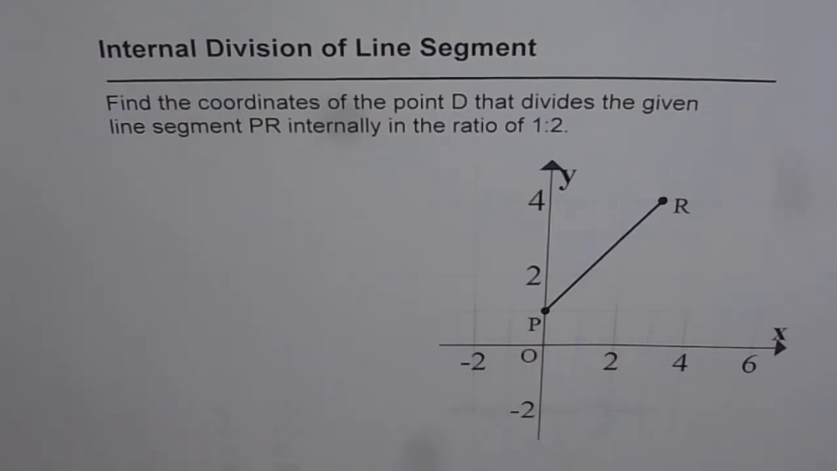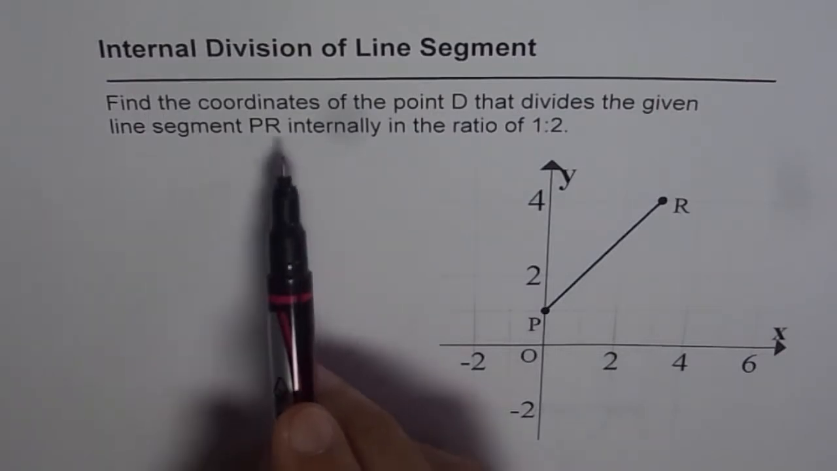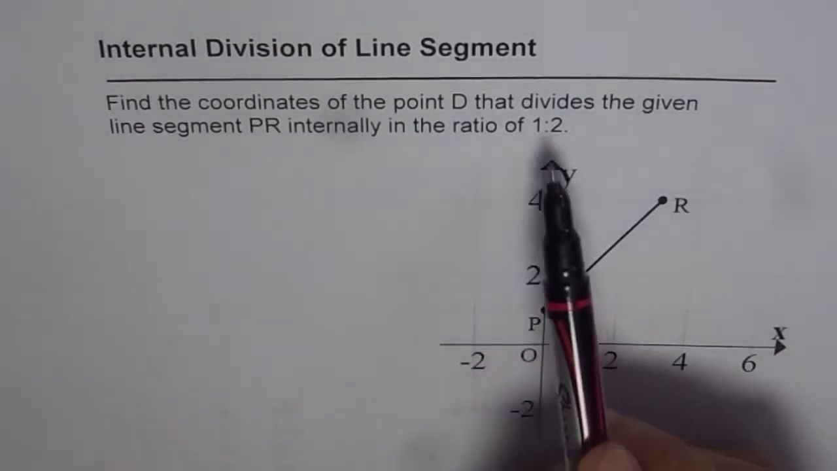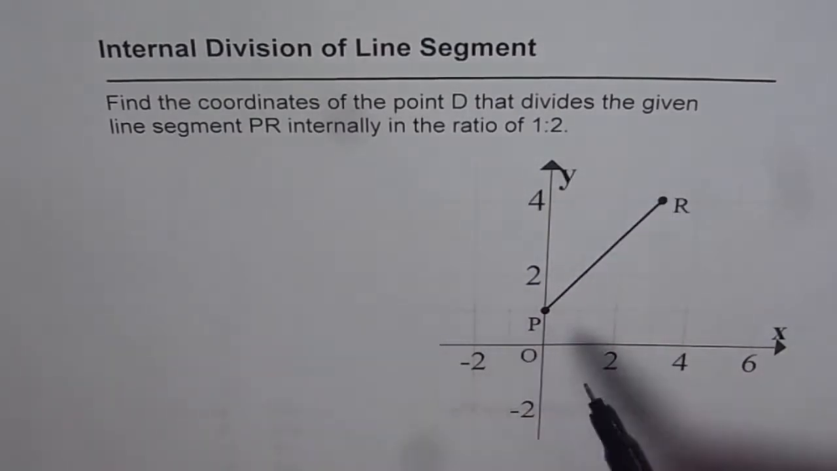So we'll go a step ahead and understand what it really means to divide a line internally and how to find the coordinates of the point. So the question here is, find the coordinates of the point D that divides the given line segment PR internally in the ratio of 1:2.